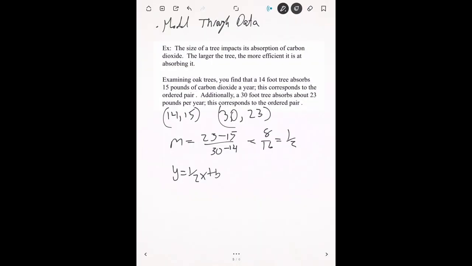So then, why don't I plug in a point? So 15 equals 1/2 times 14 plus b. So that's 7 plus b equals 15. Subtract 7. 8 equals b. Here's my equation. y equals 1/2 x plus 8. We have done nothing new. All we did was we said, hey, here are these two ordered pairs. Let's go ahead and write an equation of a line through them.